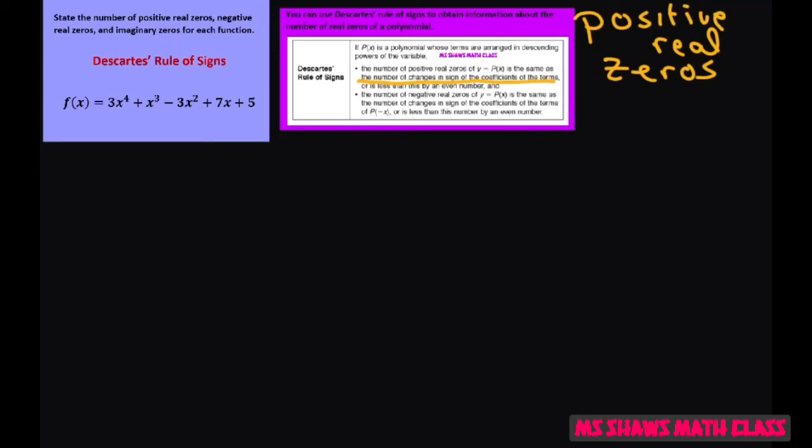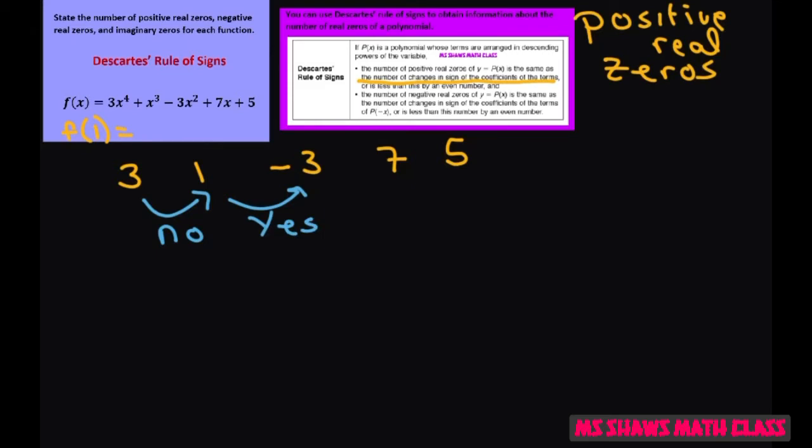For example, if I plug in a 1 in all of these, you're going to get 3, 1, -3, 7, and 5. Now, if you look at the sign changes, it doesn't change here. It does change here from 1 to -3. From -3 to 7, it does change. And from 7 to 5, they're both positive, so that's not a sign change. So we have two sign changes.